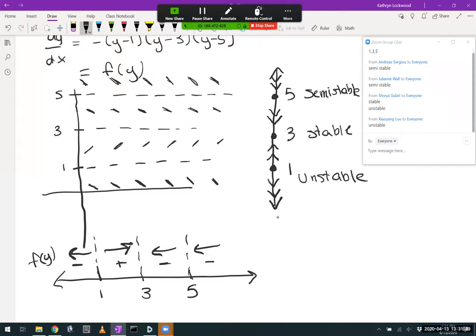Okay, so this is the phase line. It's basically the same thing we were already doing. We just kind of flipped it on our side. And then sometimes we draw the slope field first if we want to use that to get the phase line. Other times, if you want to just go directly from the differential equation, you can do that.